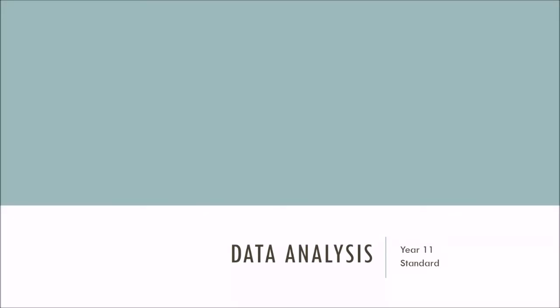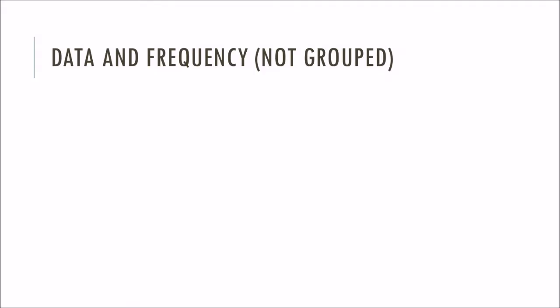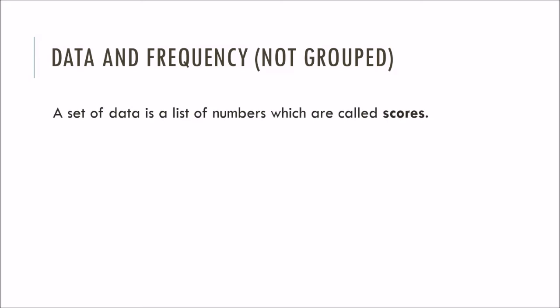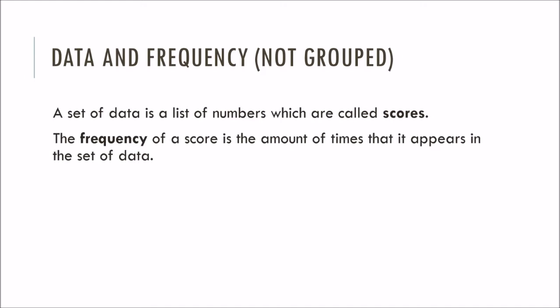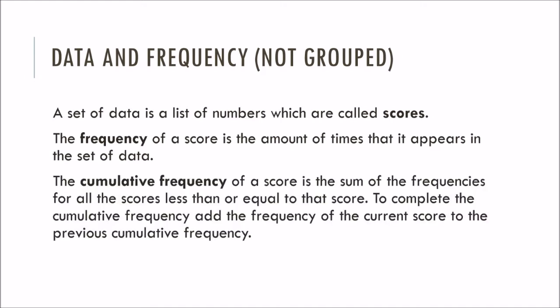Looking at data analysis. So we're going to start by looking at data and frequency. We're going to focus on data that isn't grouped in any way to begin with. A set of data is a list of numbers which we refer to as scores. The frequency of the score is the amount of times that it appears in the set of data.